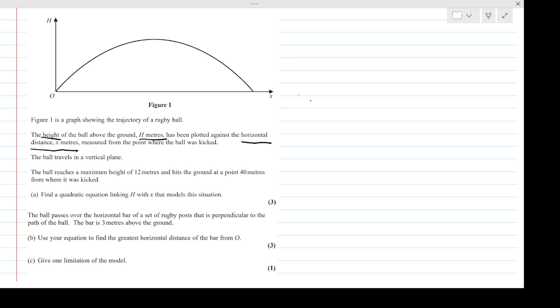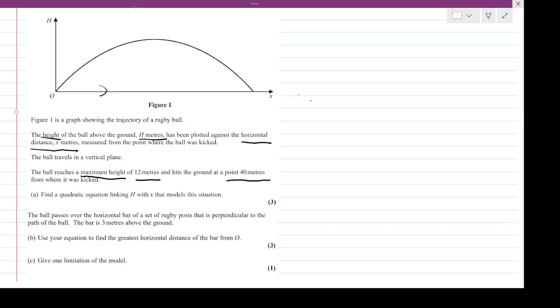That's just a fancy way of saying the x-y axis. So we have an axis of h and x, which is kind of like x and y. Anyway, the ball travels in the vertical plane, reaches a maximum height of 12, so I'm going to underline that, and hits the ground at a point 40 meters from where it was kicked.